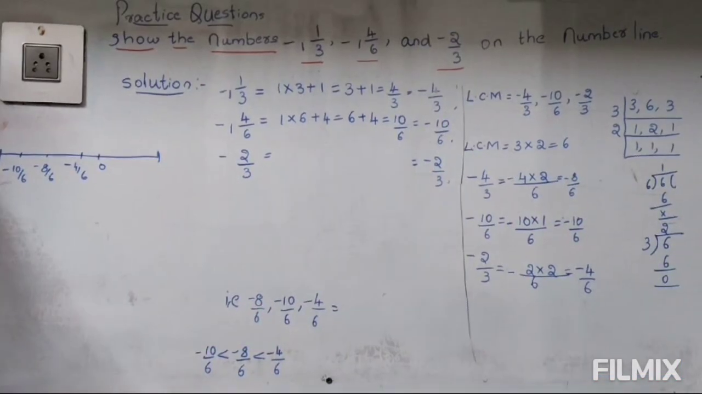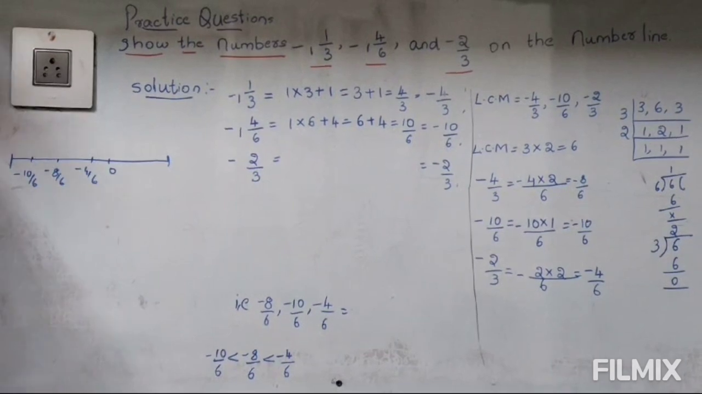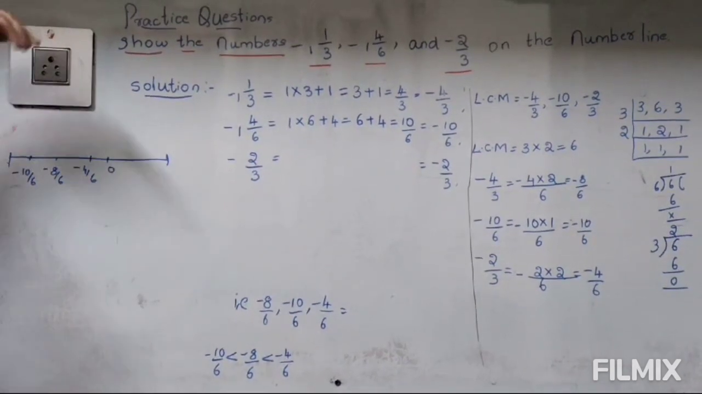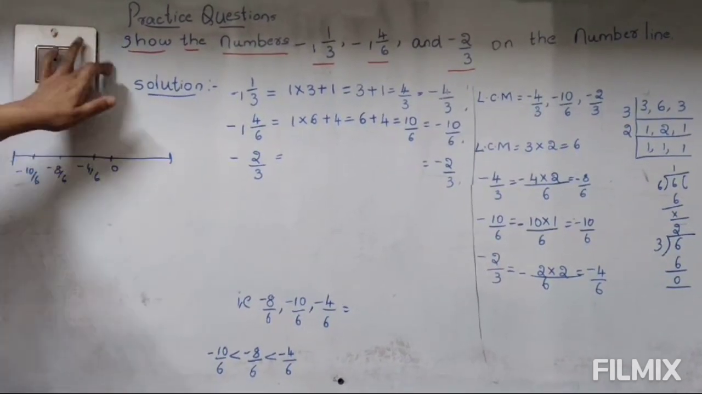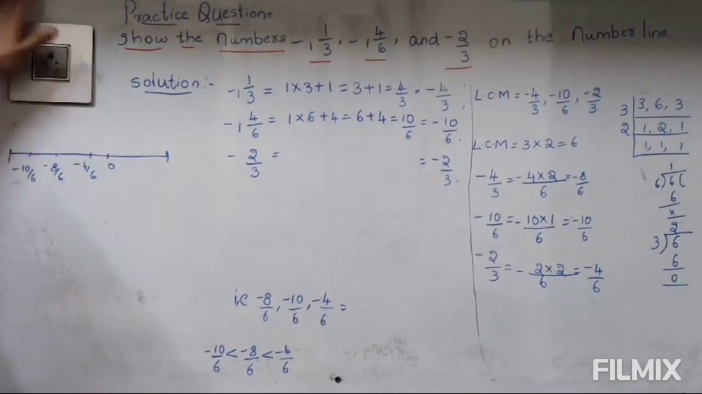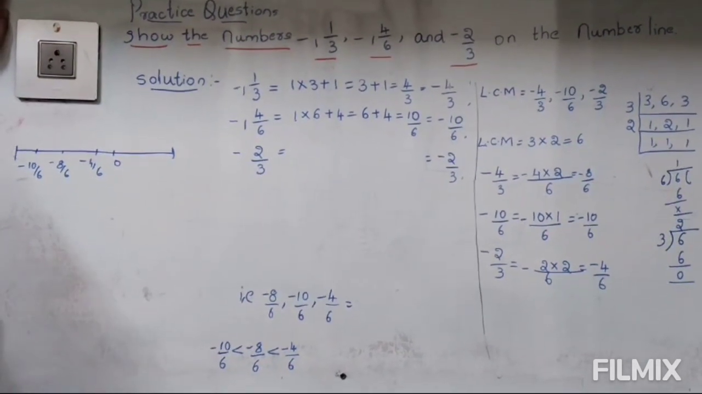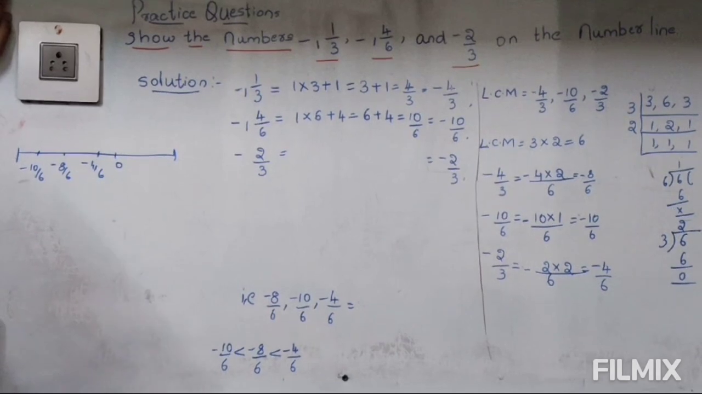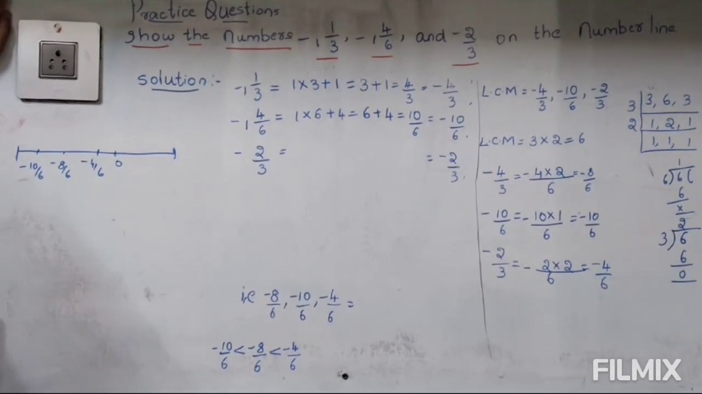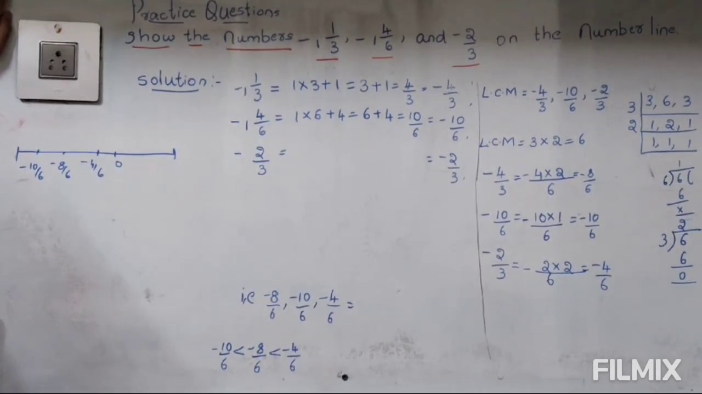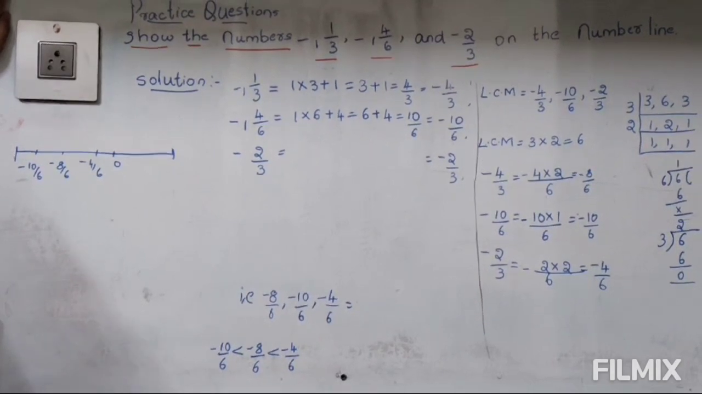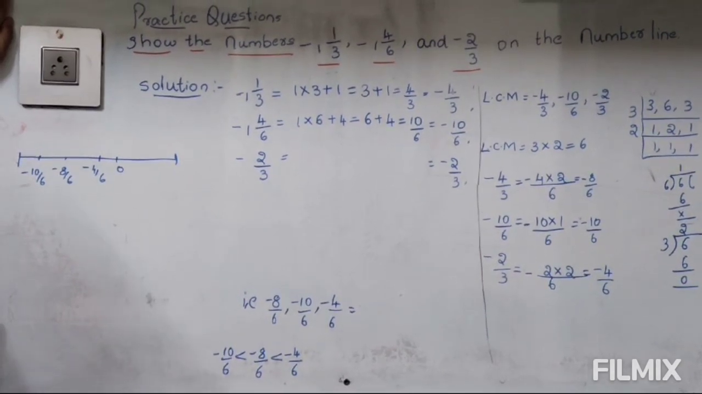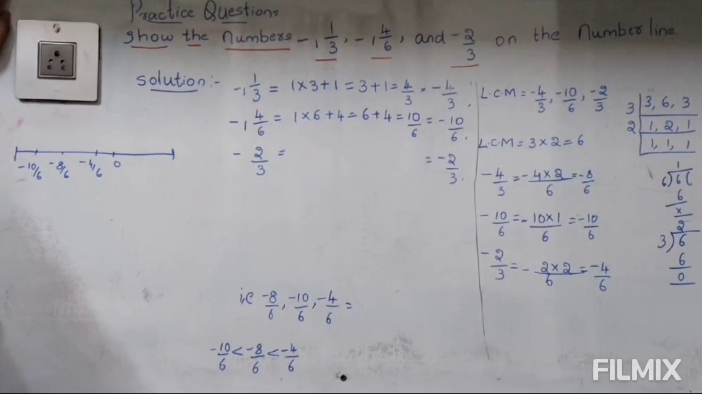Practice questions based on the explanation of the chapter. The first question goes like this. Show the numbers minus 1 1 by 3, minus 1 4 by 6 and minus 2 by 3 on the number line. So what is the first step?